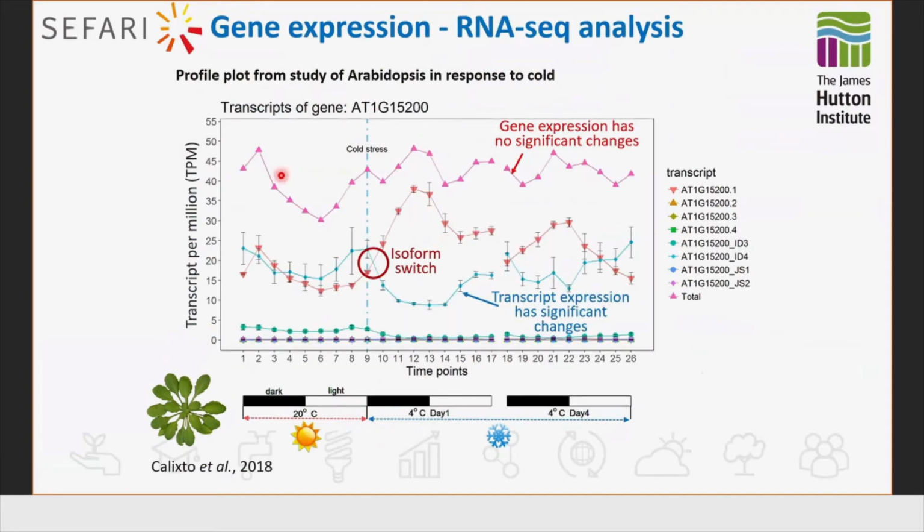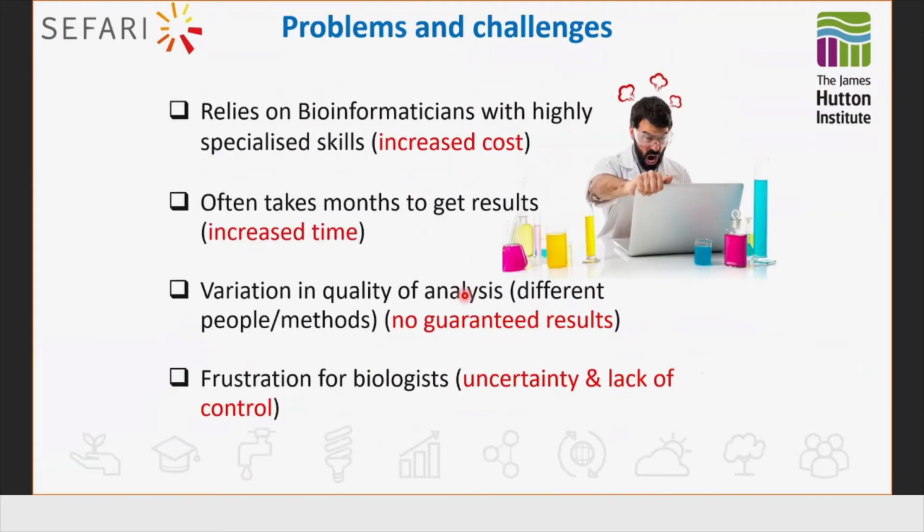Here is another example. The top line is the gene expression. It doesn't have a very significant change across the time points, but the transcript isoforms have very significant change. For some of them, they even form an isoform switch. So the expression changes are very complex. Studying this complex change relies on bioinformaticians with highly special skills.